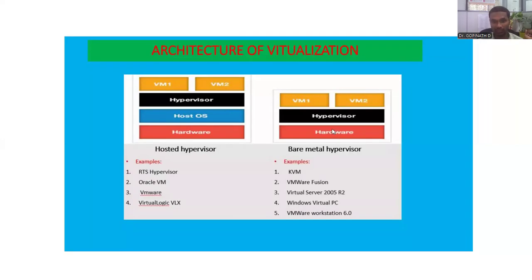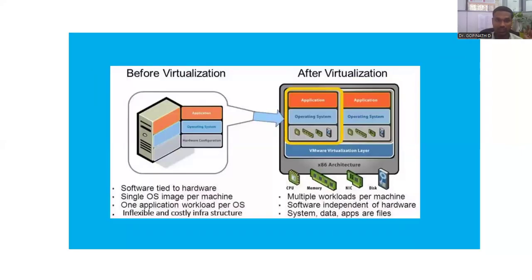Okay, with bare metal hypervisor, we are removing that host operating system and we are directly connecting with the hypervisor. We will see that with an example later. So these are two pictures. One is stating before the hypervisor and another one is stating after the hypervisor, that is, before the virtualization and after the virtualization. Before the virtualization, an individual server contains the application, operating system and hardware as well. After the virtualization, we are keeping everything separate, as separate individuals.